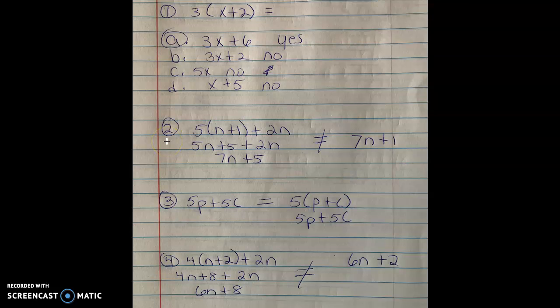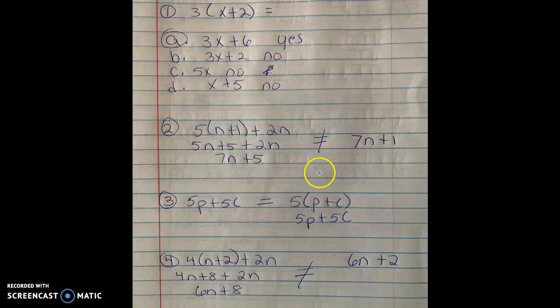Question number 2. Using the distributive property, I have 5 times n is 5n, 5 times 1 is 5, plus 2n. Then I can combine like terms. 5n's plus 2n's is 7n's plus 5. Notice that is not the same as 7n plus 1.